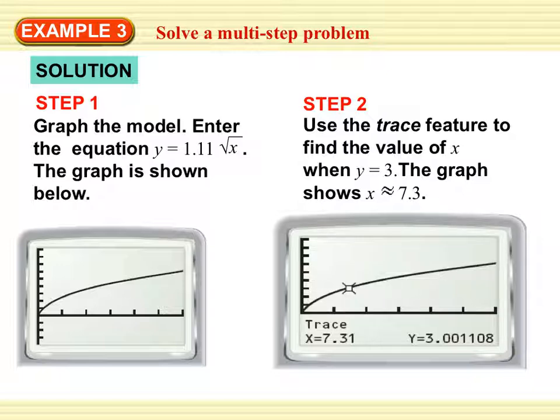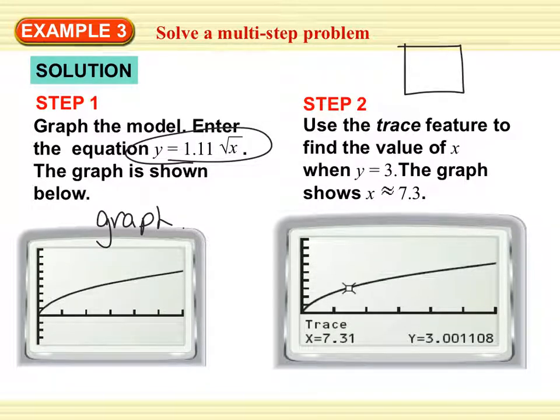So first we graph the model and enter the equation into the y equals, right? And then you can hit the graph button. If you don't remember how to do this, please yell and I will show you in class. Cool? Then use the trace feature. The trace is a button right underneath the screen. Just push it.